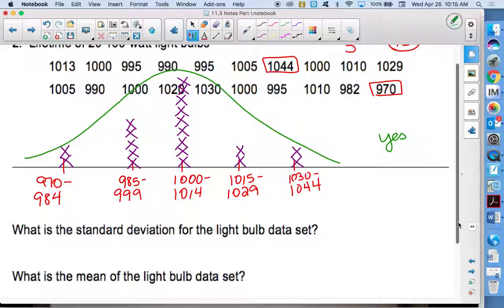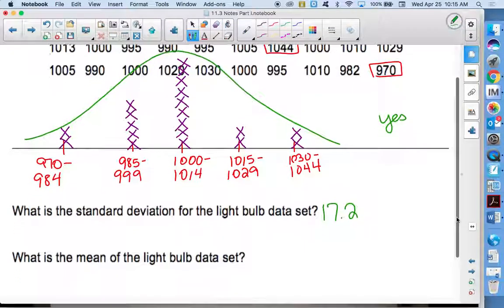What did you get for the standard deviation? 17.2. Everybody okay with 17.2? Yes, no, maybe so. Yes, okay. And then how about the mean, Kate? 1004.15. So 1004-ish is definitely in between my 1000 and 1014, which is our highest interval. So the mean should correlate with that interval.